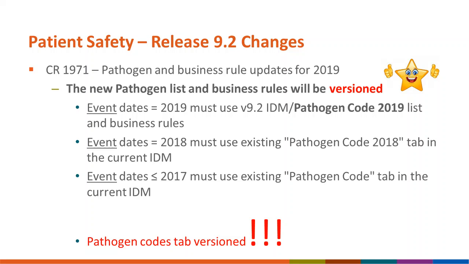CR1971 is our yearly update to the pathogen codes. Updates are made on this list in the business rules for 2019. We also listed out here different dates on what pathogen codes should use for the business rules in the list. If we can go to the next slide.